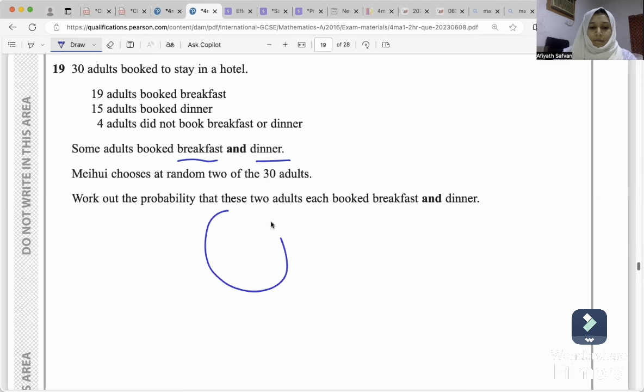Okay, let's solve this using our Venn diagram. This is the breakfast, this is our dinner. So we know that 19 booked the breakfast, 19 minus x, and 15 booked the dinner.